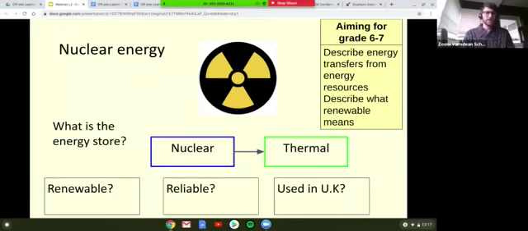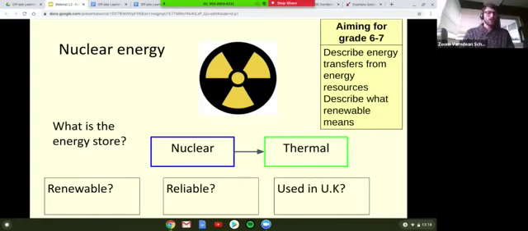Now, this example, the nuclear energy, we've got the energy store being nuclear. Now, in a nuclear power plant, that nuclear energy is going to be transferred into thermal. That thermal energy would then go on in a chain reaction to provide steam, to push a turbine round, just like with the wind turbines, but steam's pushing it this time. And that would transfer into electrostatic as well. So I've got an example of that in this next slide for the coal power stations.